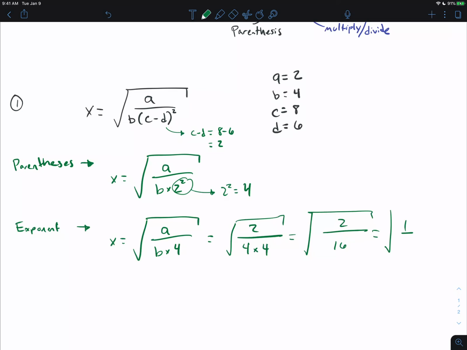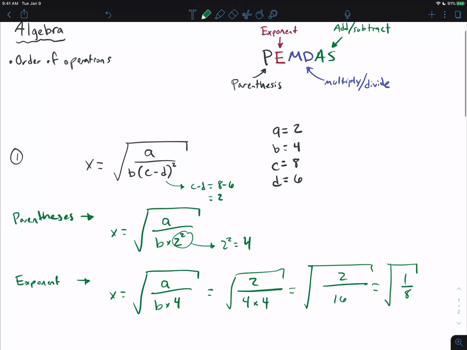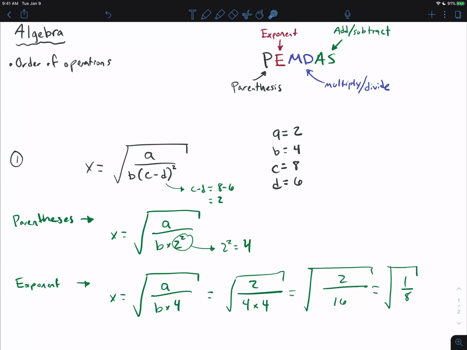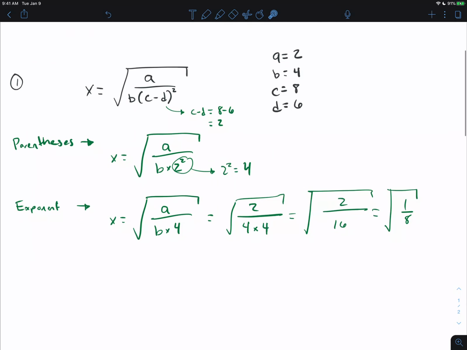So I can leave this as 1 over 8, and I can put that in my calculator, or you can put that in. I think that's like 0.125, something like that. And now we're ready here. There's nothing left to add or subtract. But we do have one more exponent here to deal with.